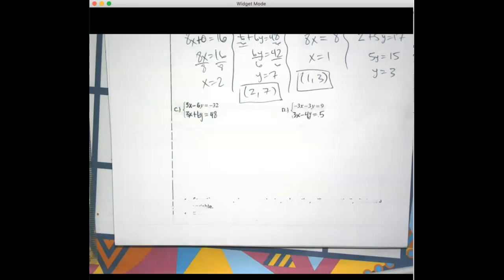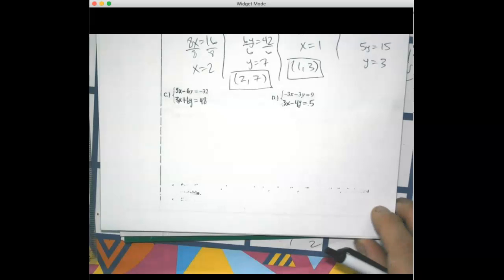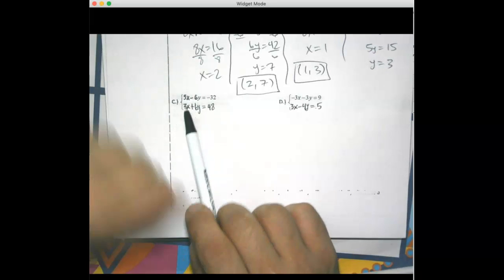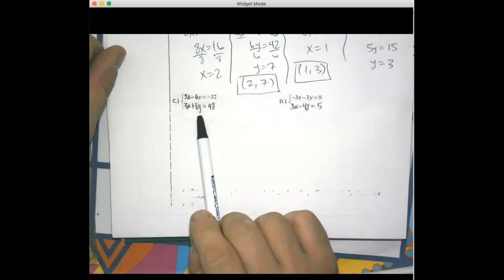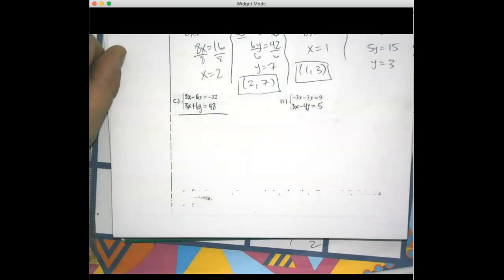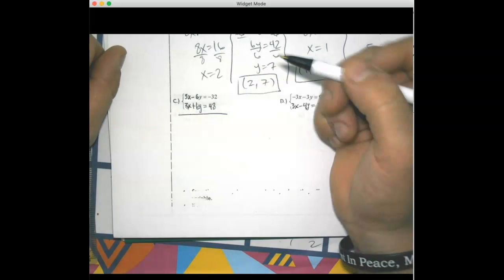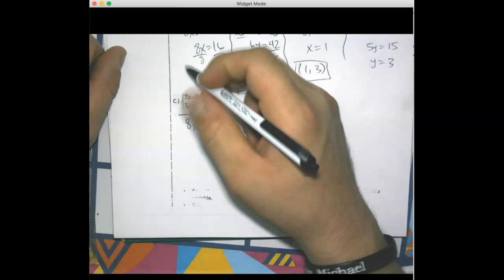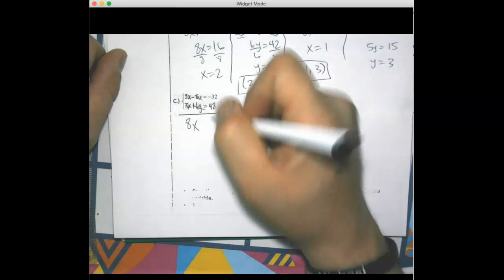Okay guys, so continuing on here, these already have opposites right here. Negative 6y and plus 6y, since they're opposites, I can just move forward adding the equations. The y's will cancel. 5x plus 3x is 8x. Negative 6y plus 6y is 0.